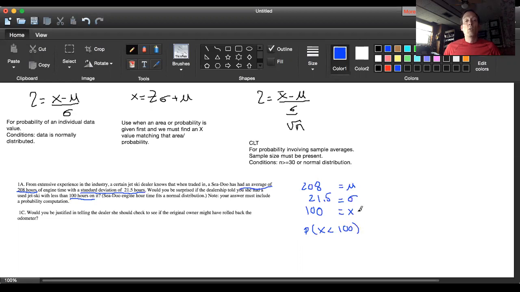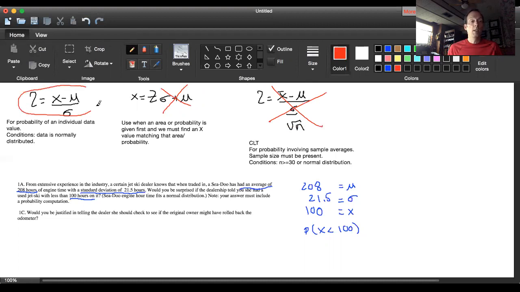Okay, so how do I figure out where to go with the formulas? If I look at the formula in the center, the notes say only use this if they gave me an area or a probability first, and they did not do that, so this formula is out. The one on the right is for the central limit theorem. It's for using sample averages, but again, they didn't mention anything about a sample, so definitely not a sample average. That formula is out.